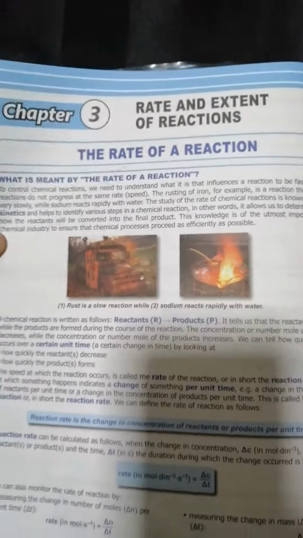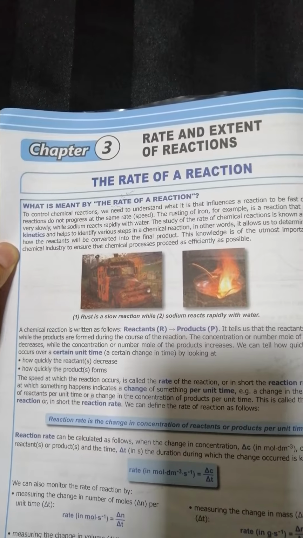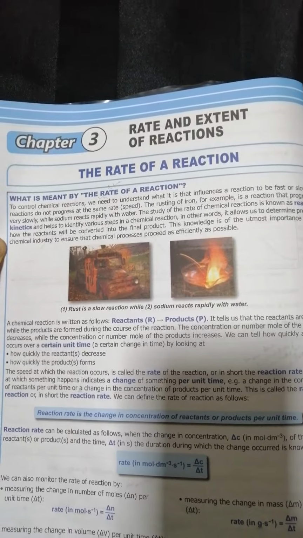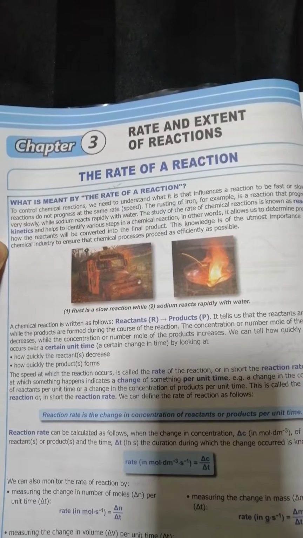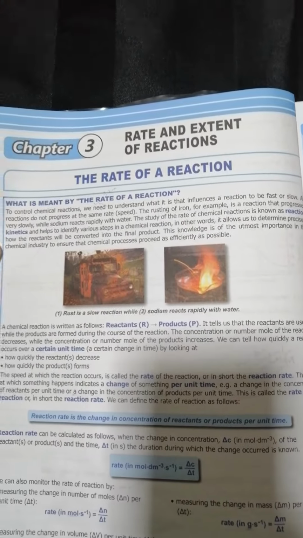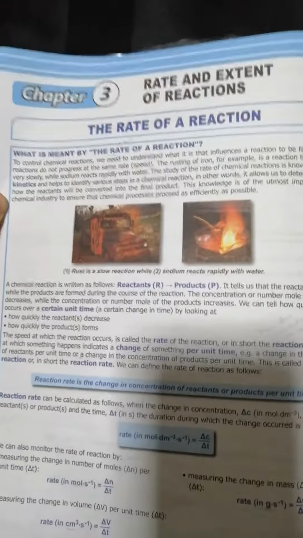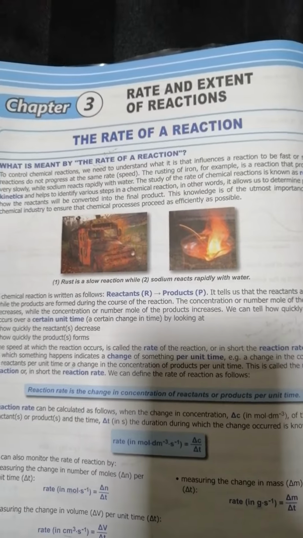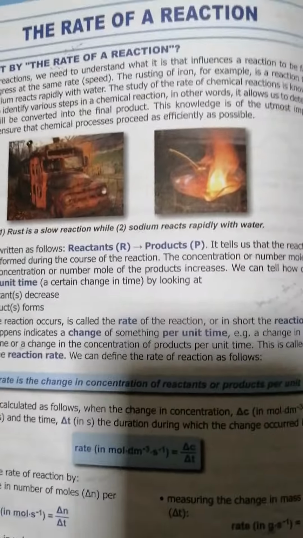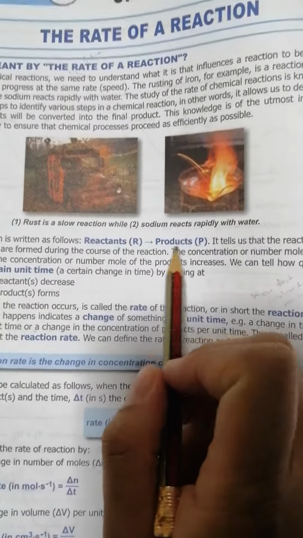Now some reactions take long and some reactions are very fast. For example, this example they're giving here, rusting of iron is a reaction where iron and oxygen become iron oxide, and this is a reaction that happens very, very slowly. But then you have other reactions that happen very fast, for example, combustion. So rate of reaction is just basically how fast the reaction happens and how fast reactants turn into products. That's the main thing. It's all about the reactants turning into products because that is what the reaction is about.